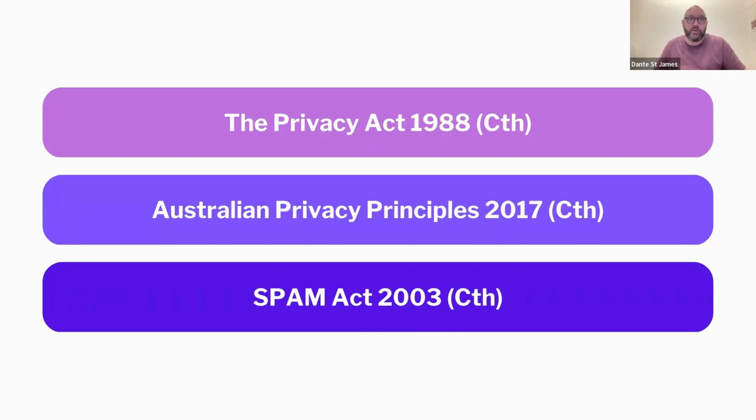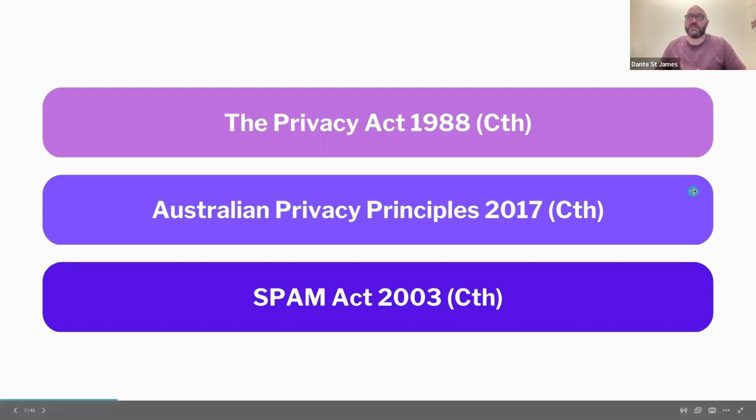It just means Commonwealth. Australian Privacy Principles of 2017, which is also a Commonwealth one, which is an extension of the Privacy Act of 1988. So it started off, they've had a few amendments along the way. Most recent amendment was in November last year. And then the Spam Act of 2003, which is also another Commonwealth one. So another fairly recent addition to Australian law, reflecting that spam is a fairly out of control thing.